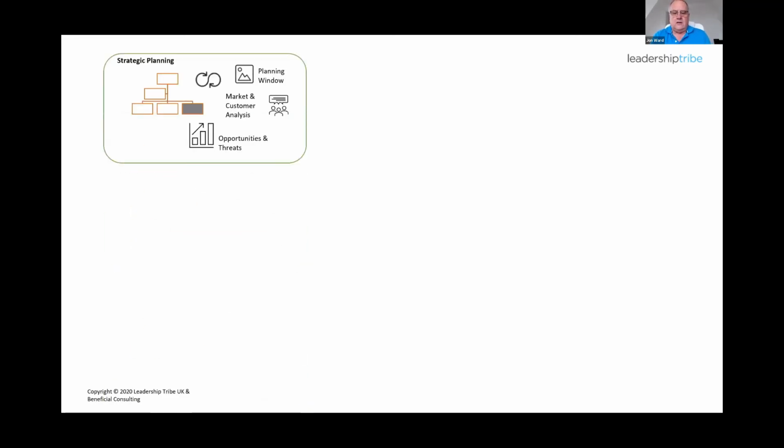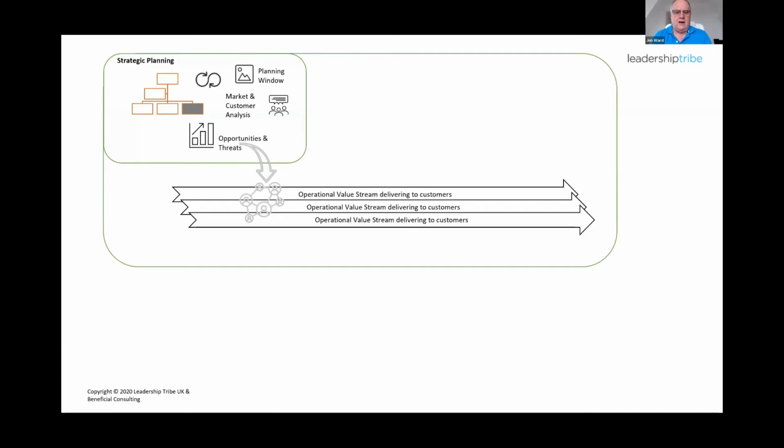So what we've got is a strategic planning operation, a strategic organization, with people doing customer and market analysis, people looking at opportunities and threats, all in the strategic planning space. Most organizations have a strategic function. To serve that function, we have something called operational value streams. Operational value streams are the value streams that generate money. So in a beer company, the value stream that generates money is the brewing process.